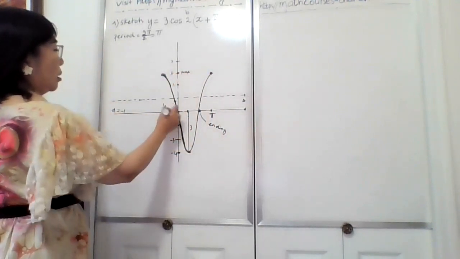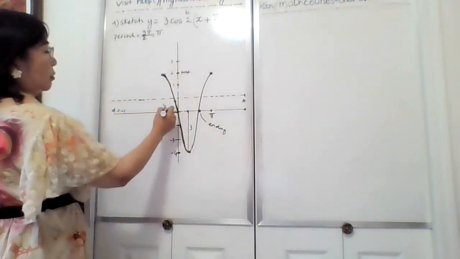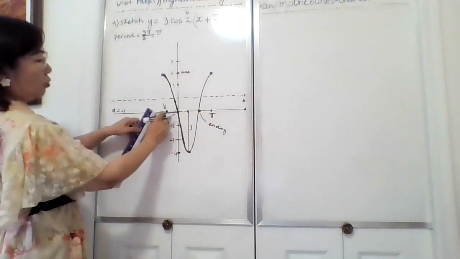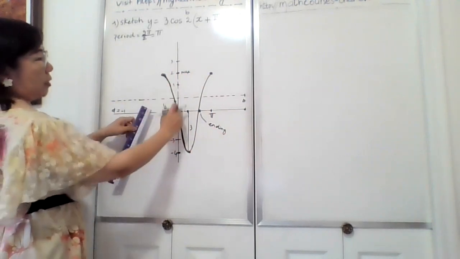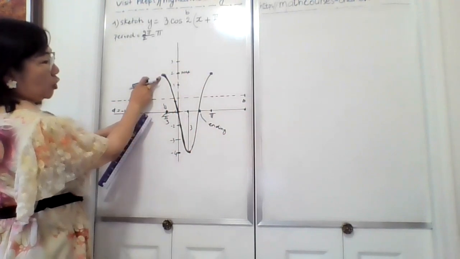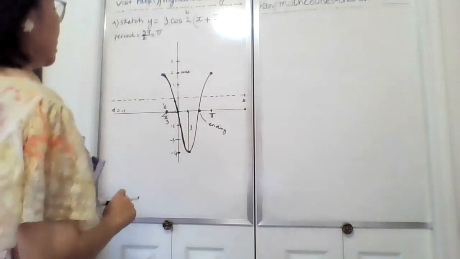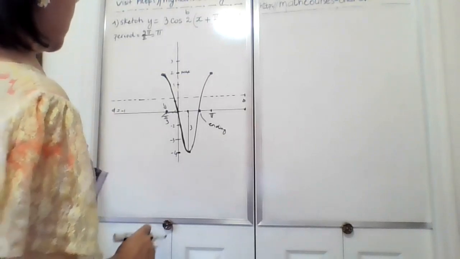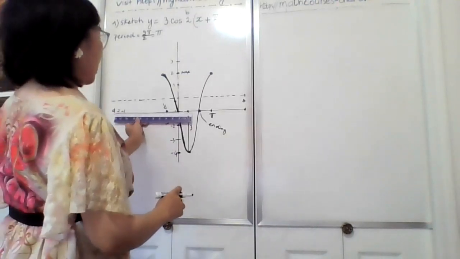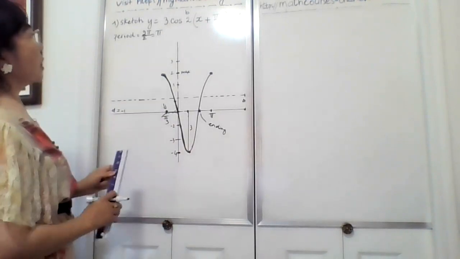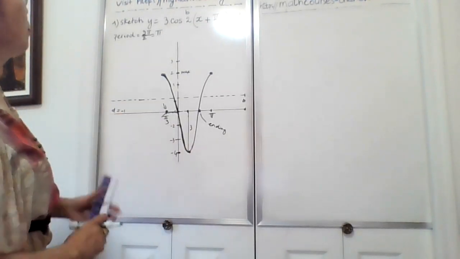We shift to the left by 1 unit, right? Not 1 unit, but pi over 3 units. So instead of starting from here, we shift to the left and end up here. That is how we sketch it. And the midline is at -1, right? So that's how we sketch this picture.